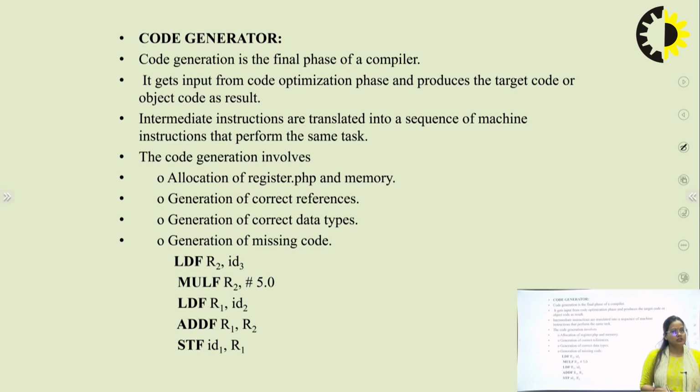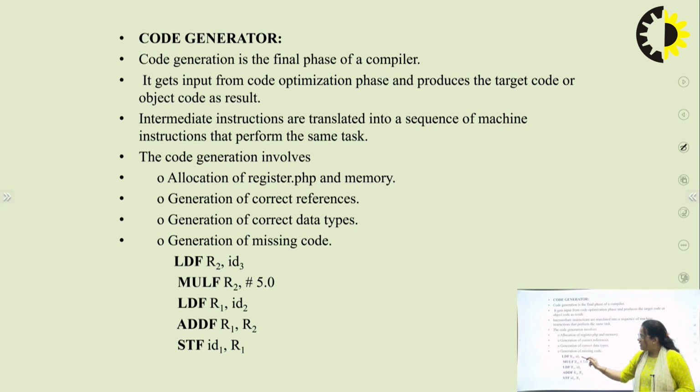Intermediate instructions are translated into a sequence of machine instructions that perform the same task. Code generation involves allocation of registers and memory, generation of correct code references, generation of correct data types, and generation of missing code. So this is an example of code generation.